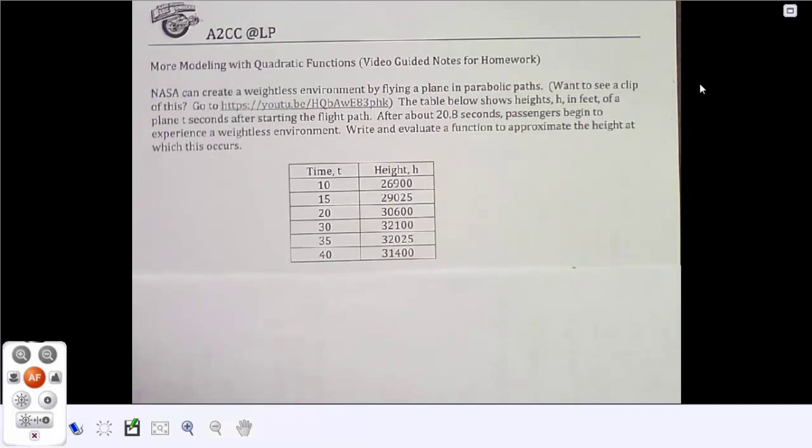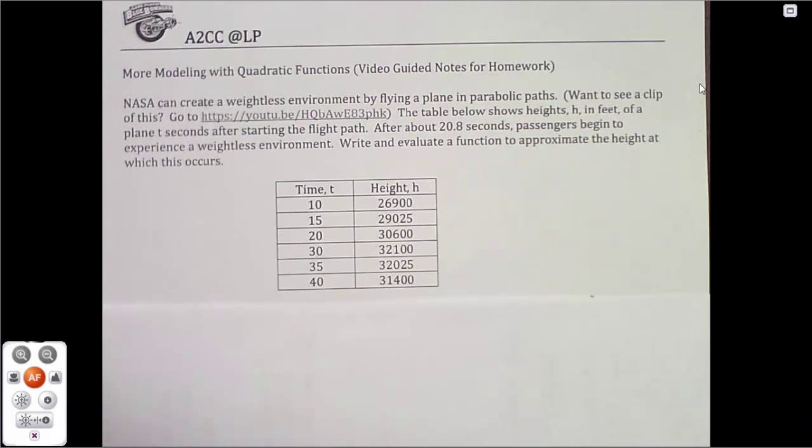Today we'll talk a little bit more about modeling with quadratic functions, given less information than yesterday, needing to write the equations, given some data. We have two different ways to do this, so I'm going to show you both methods with the same problem, so you can see how to solve the same problem in two different ways.